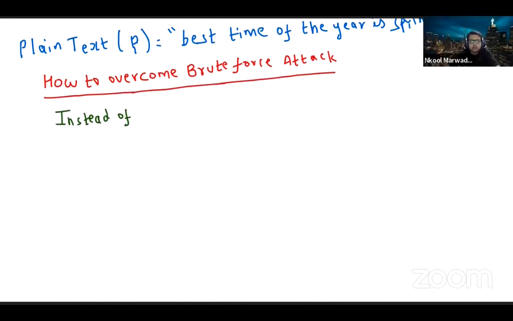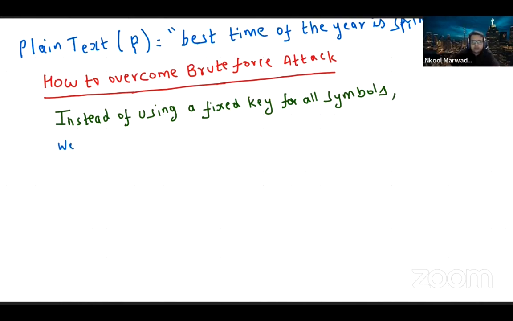Instead of using a fixed key for all symbols, like in all the 3 techniques which we discussed, we saw that there was a fixed key like K1. So that K1 is getting operated with all the symbols. So instead of using a fixed key, what we will do, we will use a mapping. We will use a mapping of keys. What it means, I will tell you.